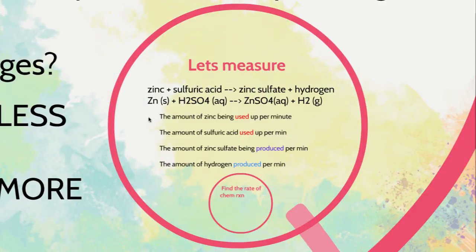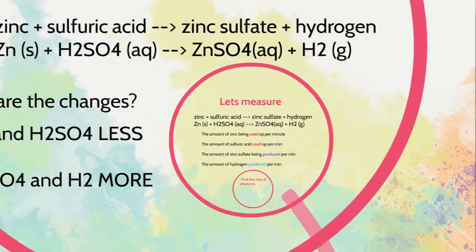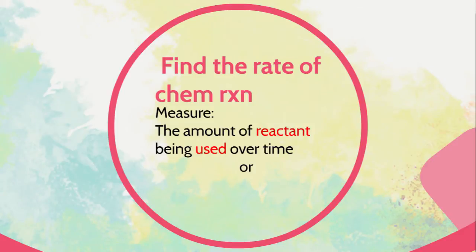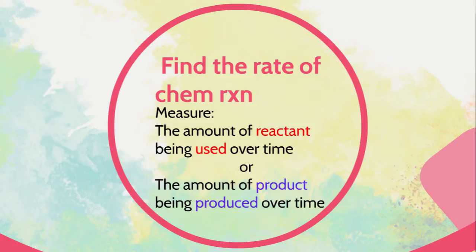We can say in this experiment, theoretically, we can figure out the amount of zinc used per minute as our rate, or the amount of sulfuric acid used up per minute as our rate. Or we can measure the amount of zinc sulfate being produced per minute, or the amount of hydrogen being produced per minute. All of these 4, theoretically, are fine. So to find the rate of a chemical reaction, you can either measure the amount of reactant being used over time, or the amount of product being produced over time.